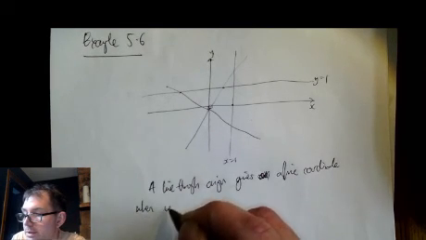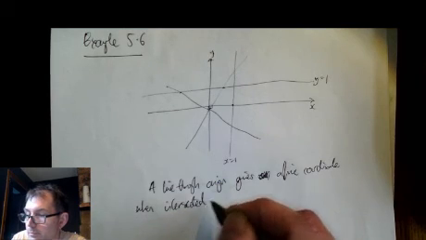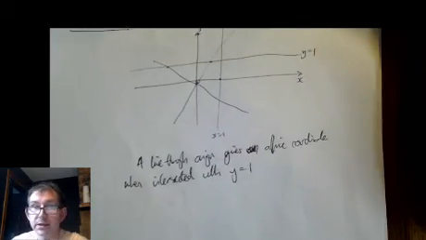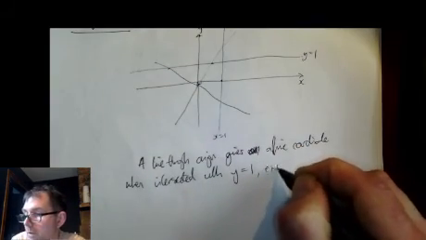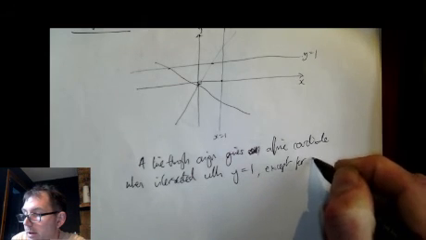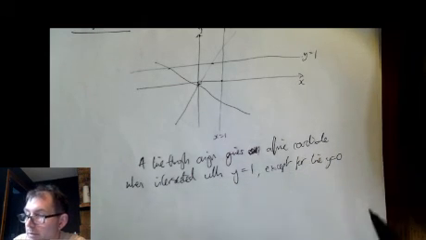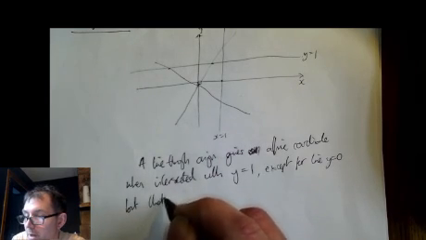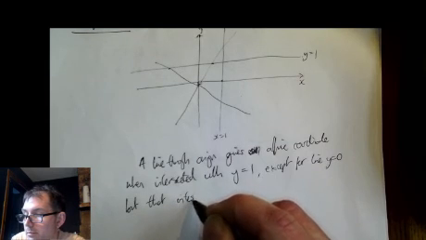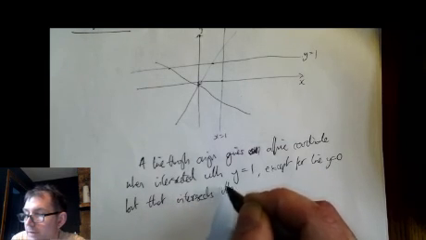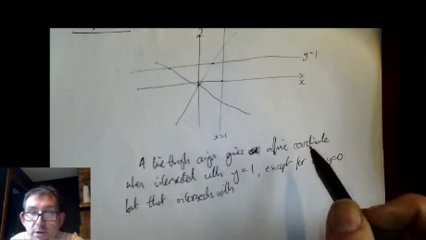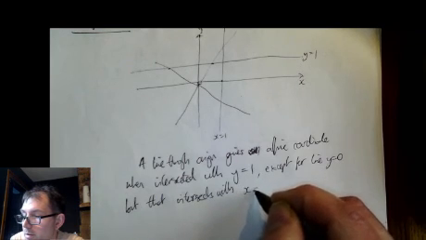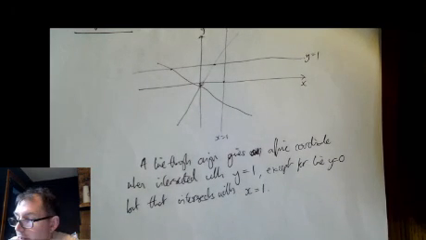when intersected with y equals 1, except for the line y equals 0, but then that intersects with a different affine chart, which is the affine chart given by x equals 1.